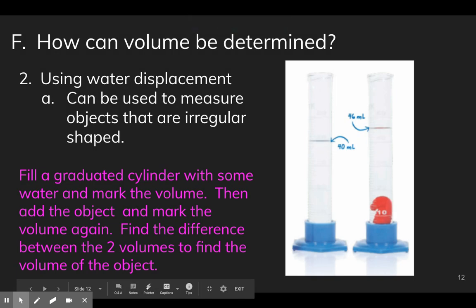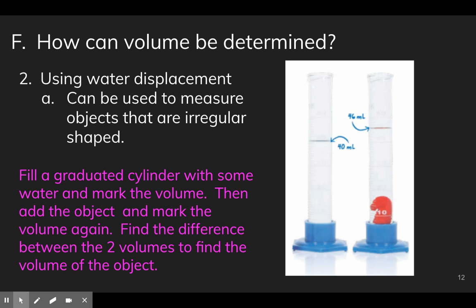And we can also find volume by using a process called water displacement, and we did this earlier in the year as well. Okay, and this is good for objects that are irregularly shaped. So the example in here is that chess piece. What you do is you fill a graduated cylinder with some water and mark the volume. On this one, it was 40 milliliters. That was our starting volume. Then we put the object in and mark the volume again, and now it's up to 46 milliliters.